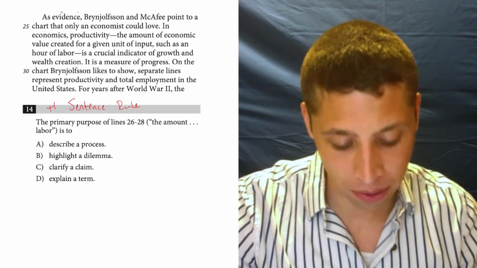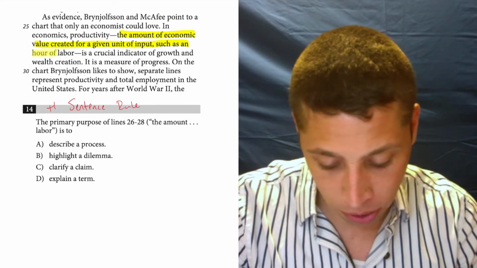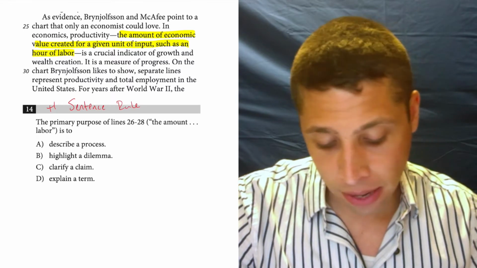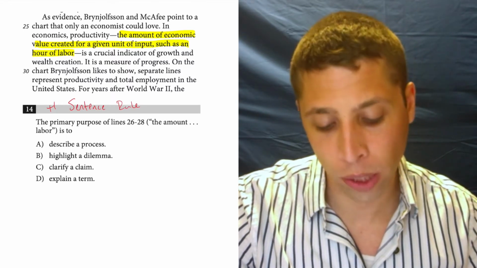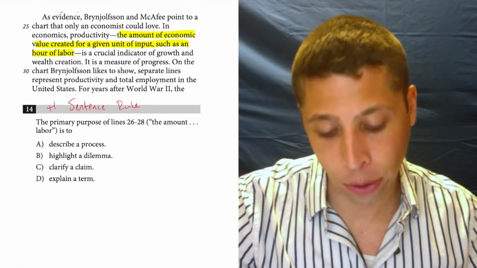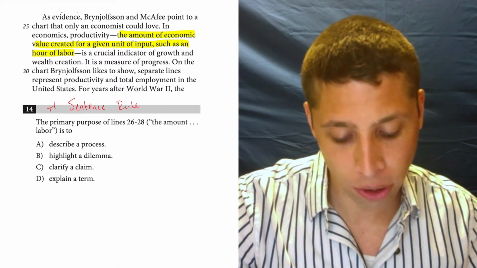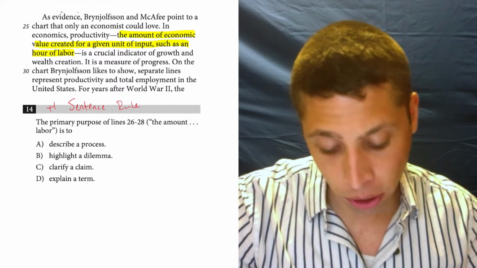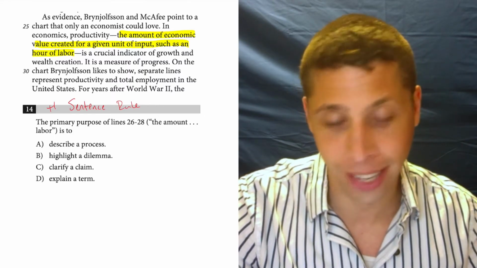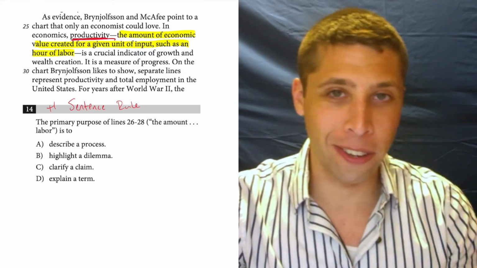We need to know the purpose of the lines here, right? The amount of economic value created for a given unit of input, such as an hour of labor. That is the thing we're being asked about. But let's look at what they say. As evidence, Brynjolfsson and McAfee point to a chart that only an economist could love. In economics, productivity, the amount of economic value created for a given unit of input, such as an hour of labor, is a crucial indicator of growth and wealth creation. It is a measure of progress. On the chart, Brynjolfsson likes to show separate lines represent productivity and total employment in the United States. So they're explaining something, but specifically, they're explaining the word productivity.